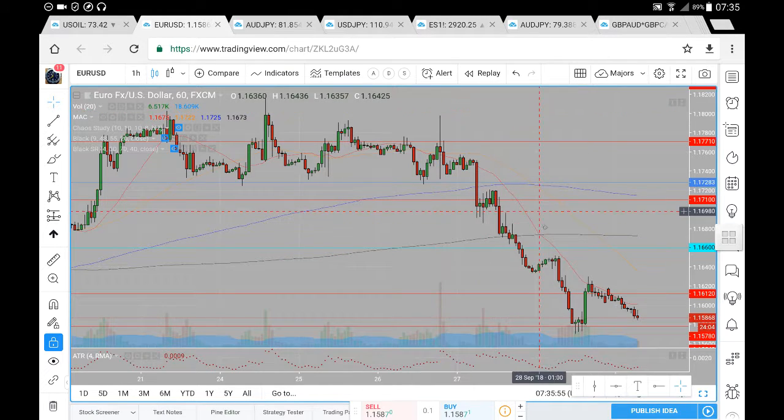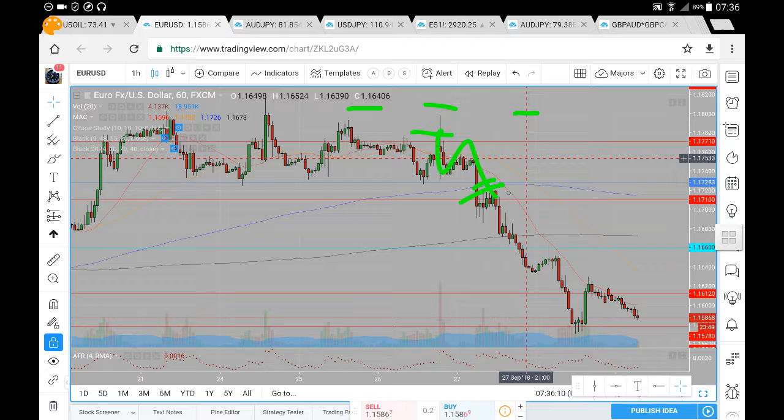So this is your euro dollar analysis for Monday, the 1st of October. Now, let's just have a look at the prices, where prices may likely go. Previously on the euro dollar here, we did encounter quite a bit of difficulty around this 118. We've had a series of lower highs.